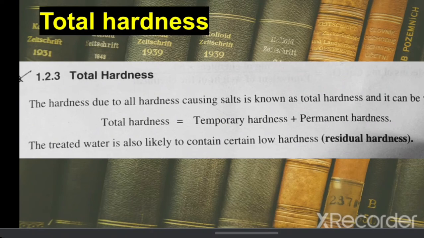Third is total hardness. The formula is: total hardness is equal to temporary hardness plus permanent hardness. Treated water may also contain certain low hardness, which is residual hardness.